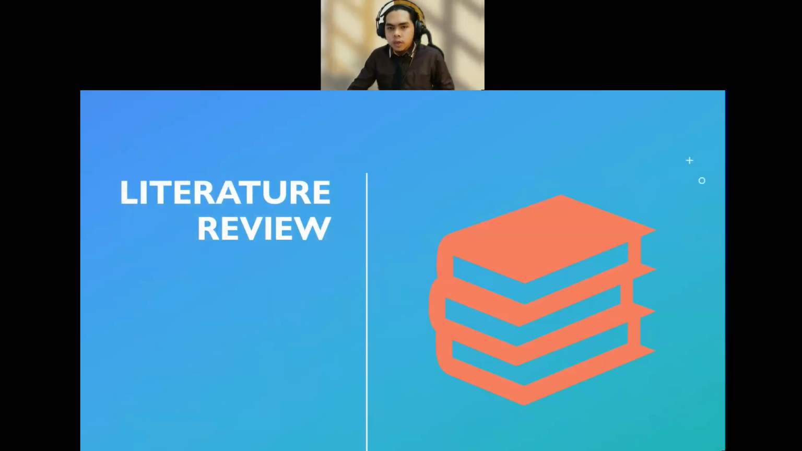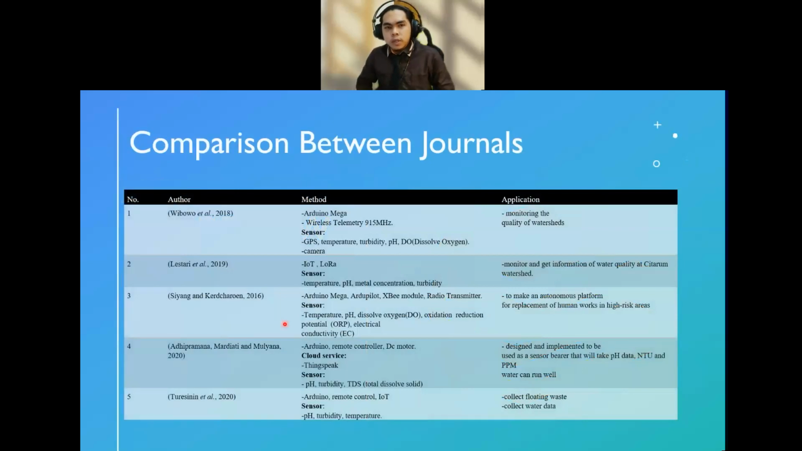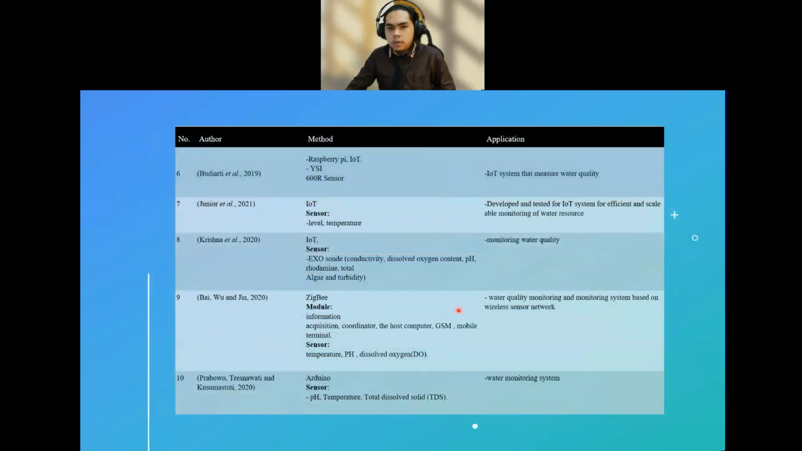Moving to literature review. To complete this project, I have researched 10 journals from previous research, and this is the list and the method and also the application used by the previous researcher. We can see there are various types of methods and applications that have been implemented in their projects. This is the other researcher.